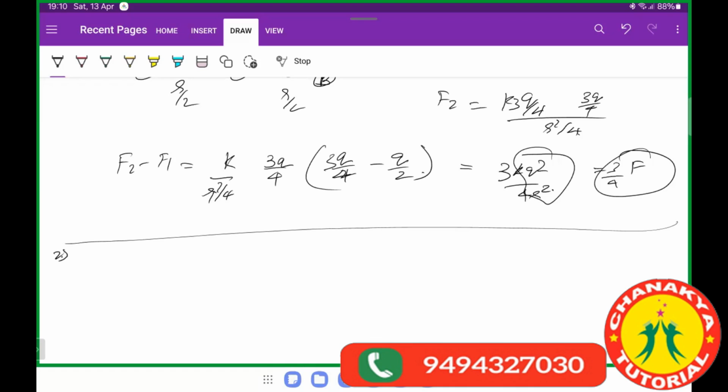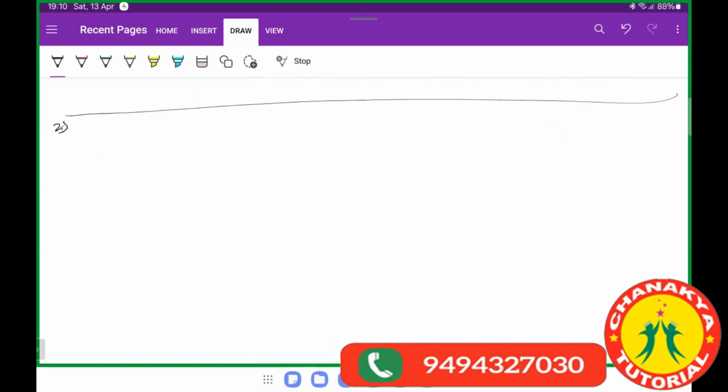To be in simple harmonic motion, suppose this is the Q charge here, at distance A and A. So this is your point, suppose X here, it has to move this much distance from the midpoint.